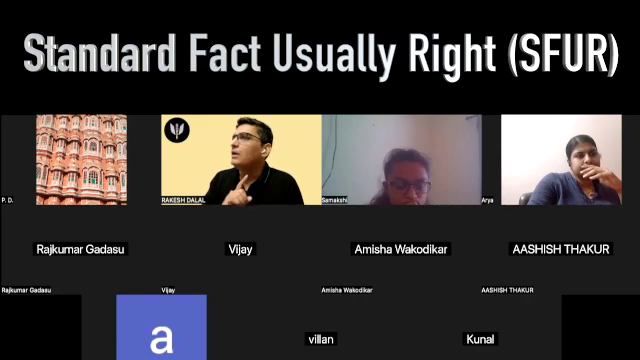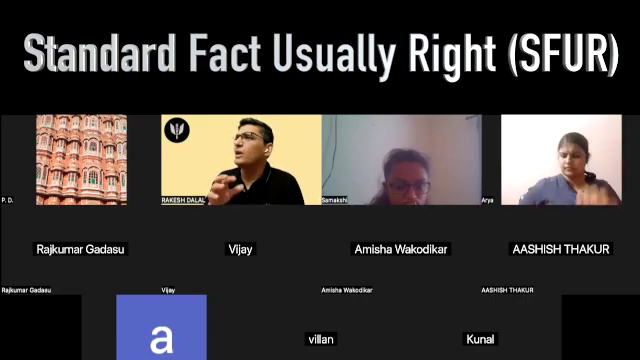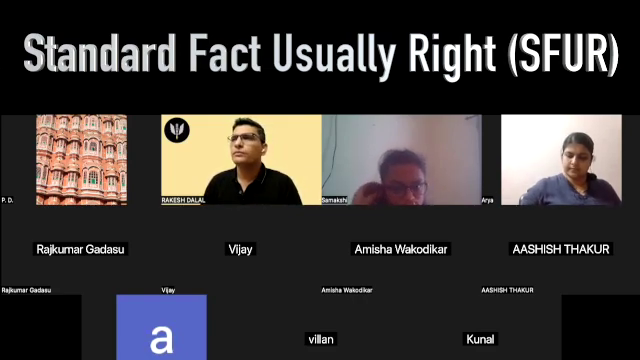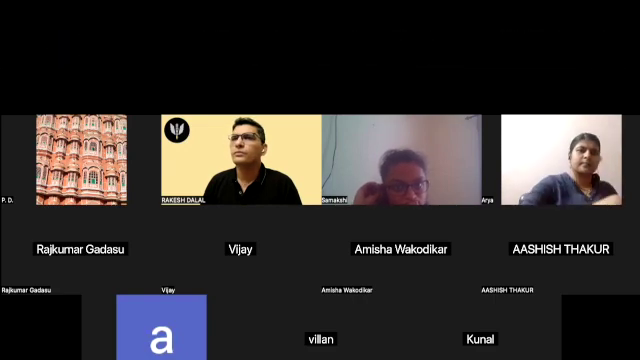Generally, they are right: SFUR. These are the right ones. Which ones will be the wrong ones? The mundane, unimportant, memory-heavy facts. They will be mostly wrong and these will be mostly correct. Do you get the difference? If you get the difference, give me a thumbs up. Right? So everybody understands this.